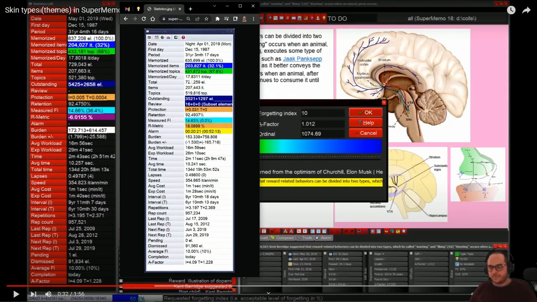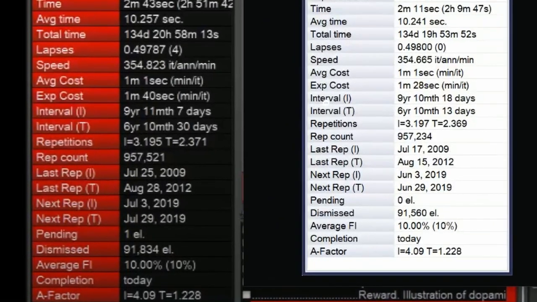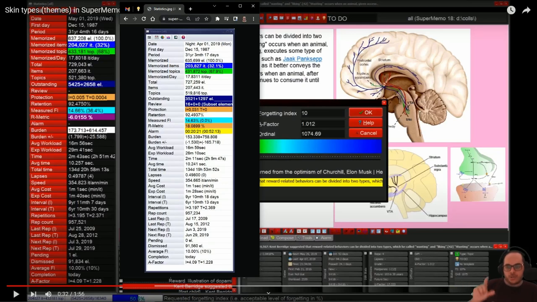Nice. Then the speed is about average, nothing out of the ordinary. Items per year per minute. It's a weird metric. It's very hard to interpret this metric. But yeah, nothing crazy. And look at the average interval. It's 9 years. Massive. Absolutely massive. So, long story short, with 3.2 repetitions per item, he has an average 9 years interval.